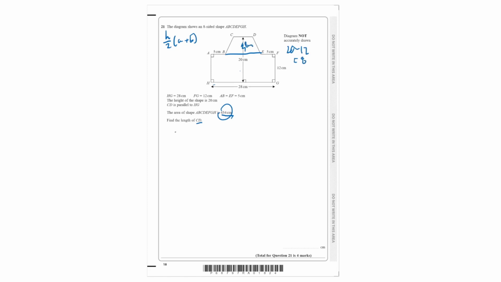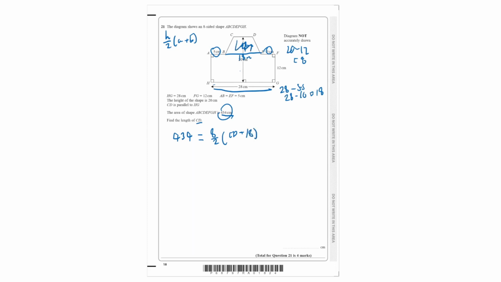So we can write here 8 divided by 2. Okay, we can write here 434 is equal to 8 divided by 2 into, we don't know what CD is, so we can simply write CD plus, and the base is given as, so if this is 28, and 5 centimeters here, 5 centimeters here, so we simply write 28 minus 5 minus 5, or 28 minus 10 gives us 18. So that means the bottom here is 18 centimeters. So we simply add this with 18.